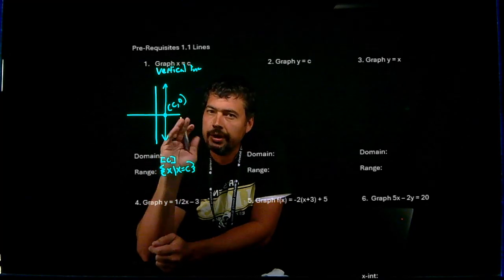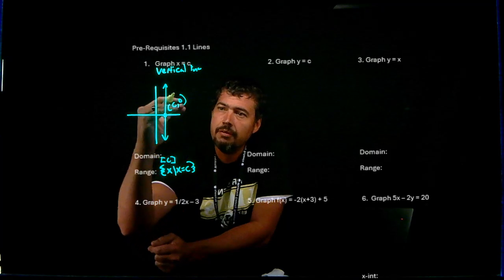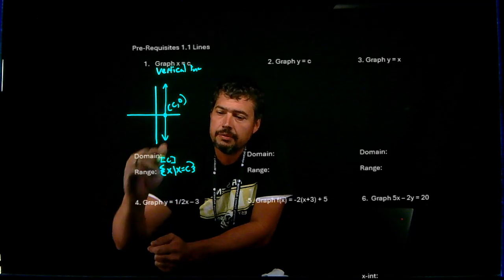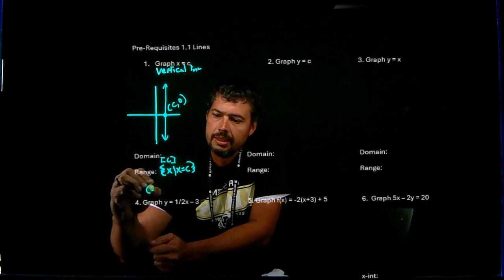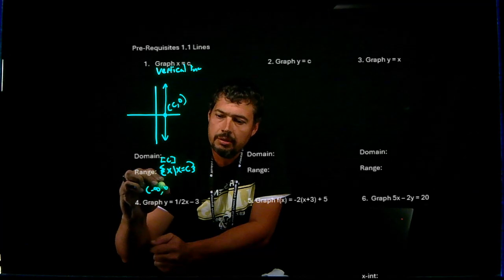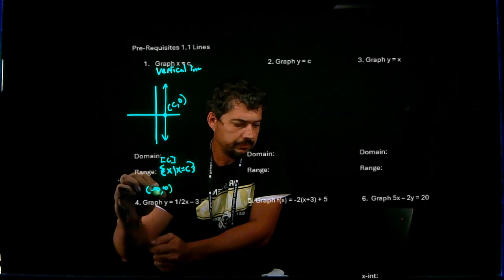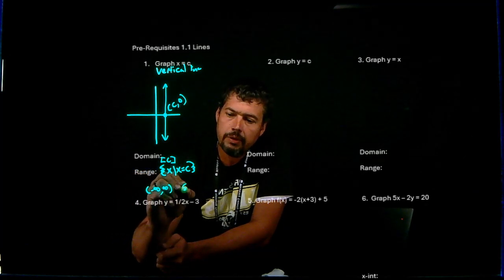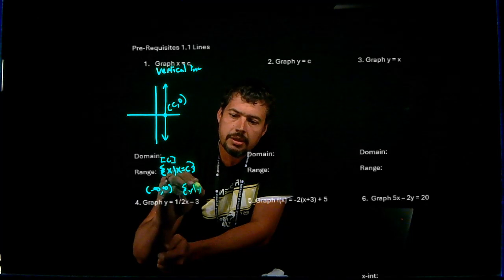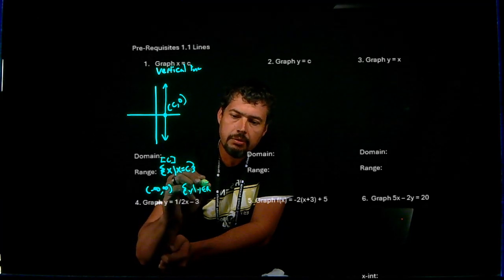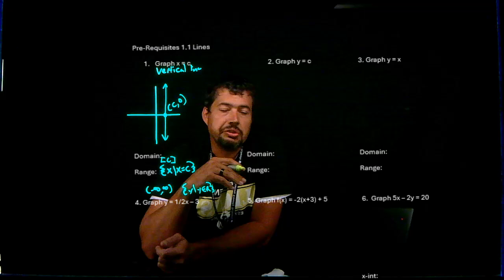Range. Range is going to talk about your y values. This thing falls forever and it rises forever. So for my range, I would say negative infinity to infinity. Or if I like set builder, I could say all values of y such that y is an element of the real. So that's not too bad.